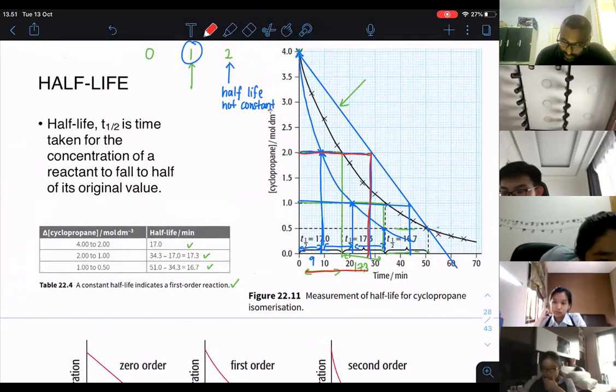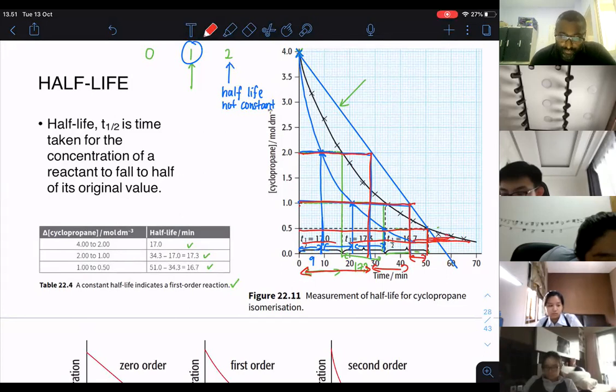this is going to be the half-life. From 2 to become 1, this is going to be your half-life. From 1 to become 0.5, this is going to be your half-life. From 0.5 to become 0.25, I think maybe somewhere here.